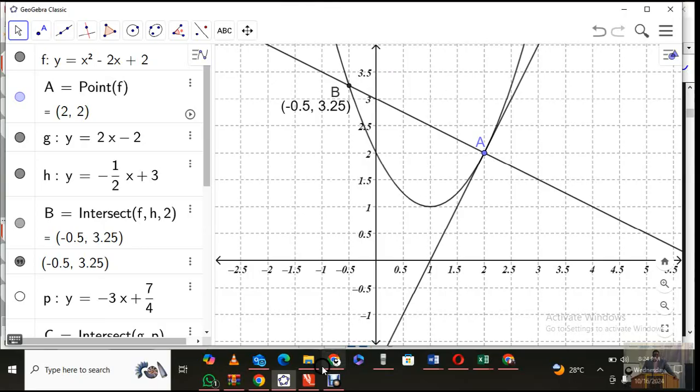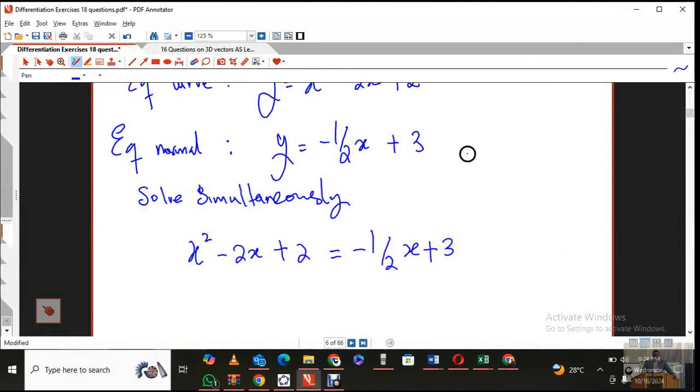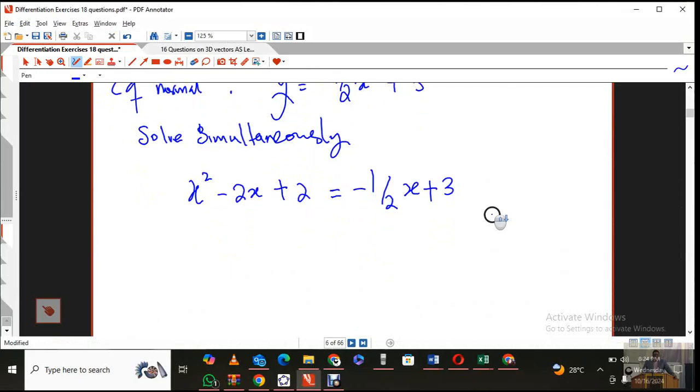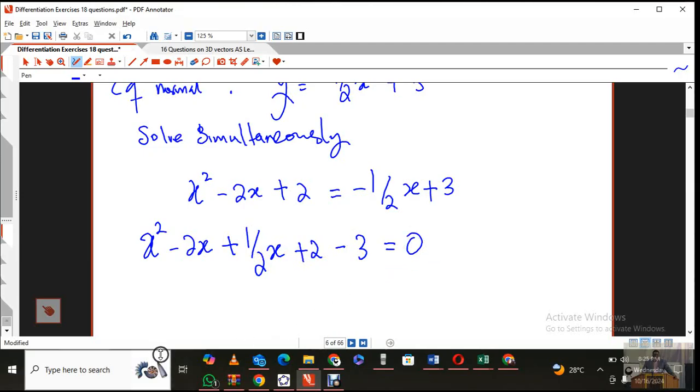Are we together there? Right, so let's go back to see how we can find this. We equate the two and this whole thing becomes a quadratic that can be solved. Now let's clean this up. So it's x squared minus 2x, plus a half x, of course, then plus 2, then minus 3, obviously giving you 0.